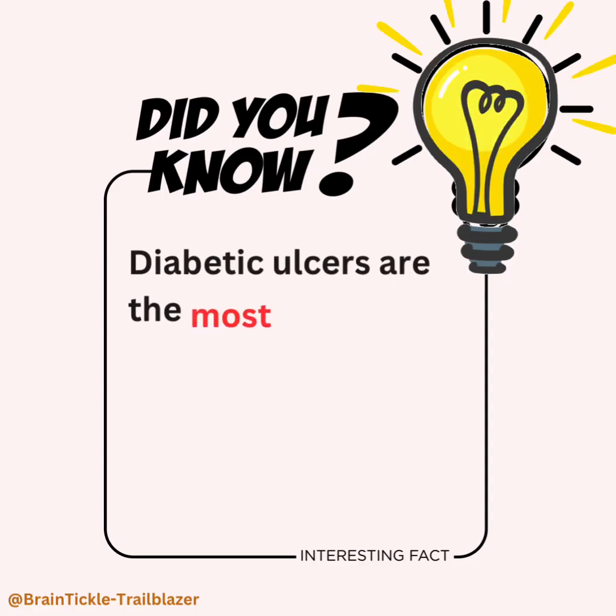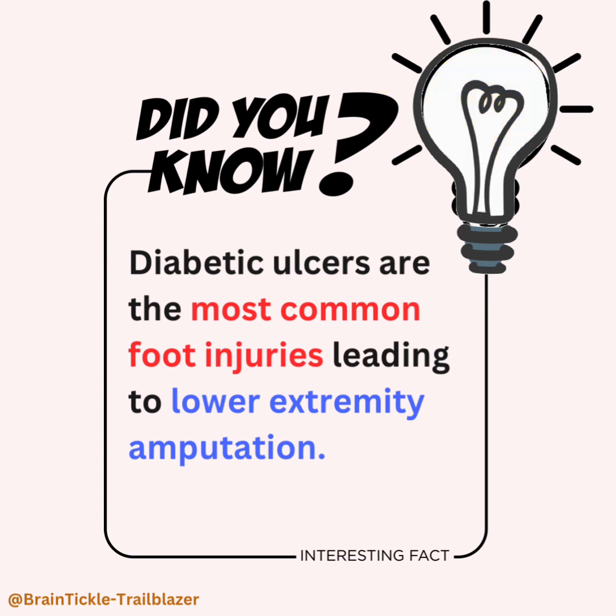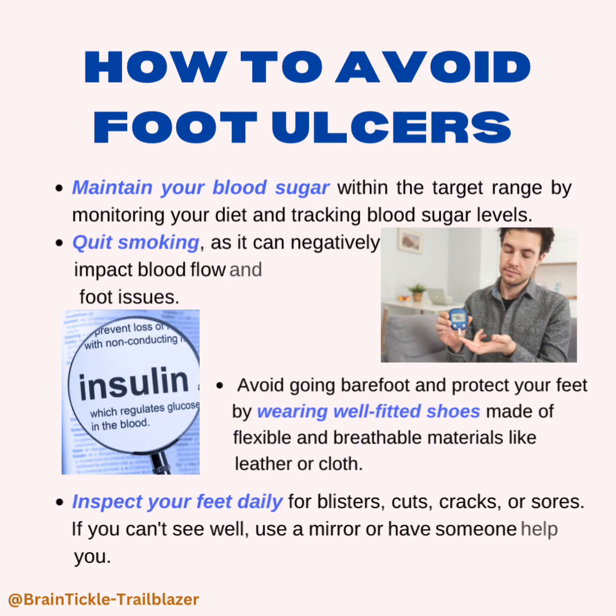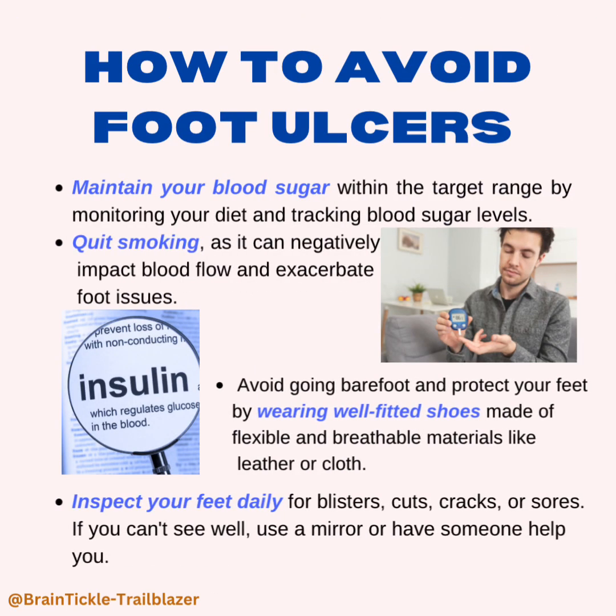Did you know diabetic ulcers are the most common foot injuries leading to lower extremity amputation? Hence, it is important to know how to avoid foot ulcers. You can take certain precautionary measures like maintain your blood sugar within the target range by monitoring your diet and tracking blood sugar levels. Quit smoking as it can negatively impact blood flow and exacerbate foot issues.